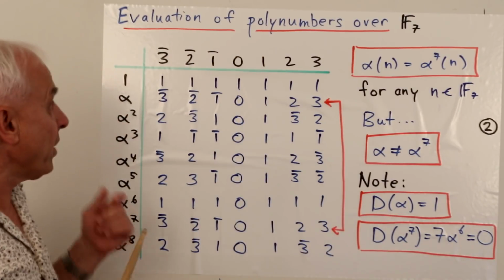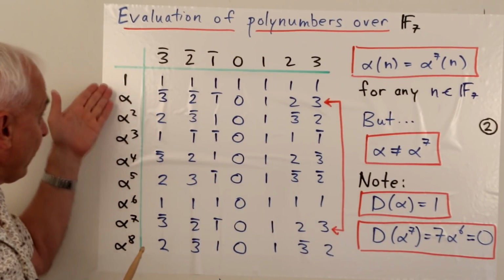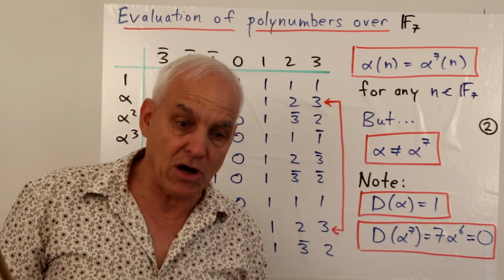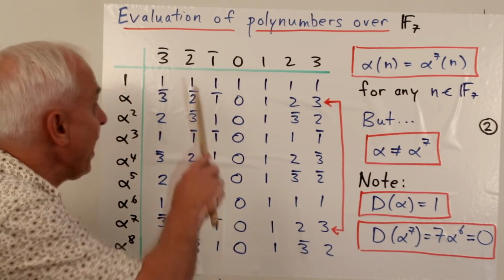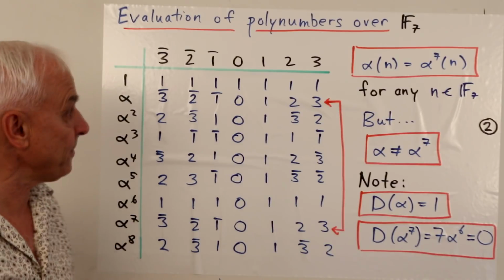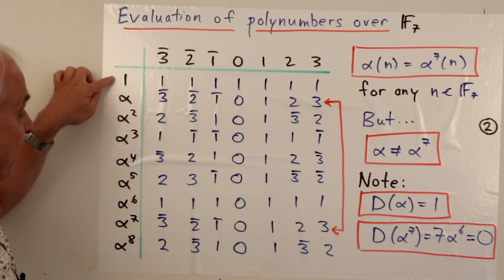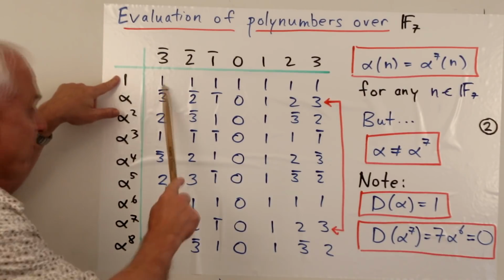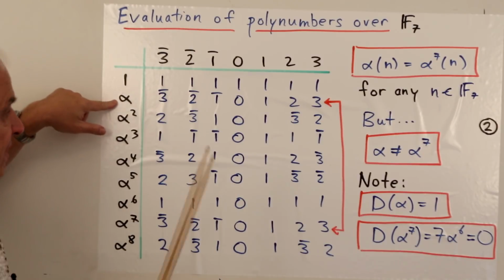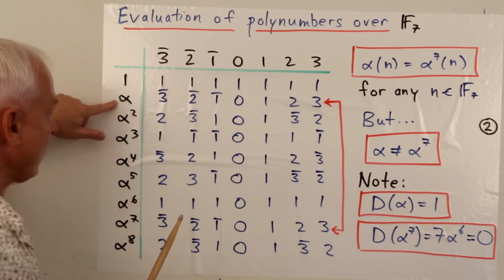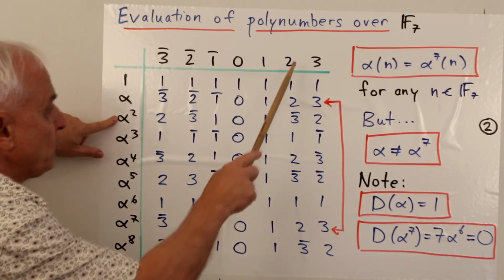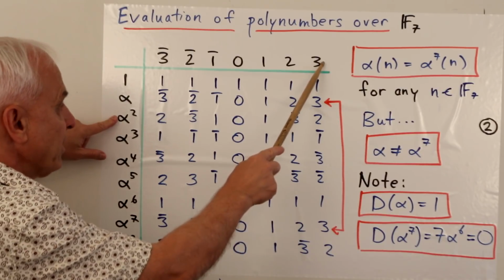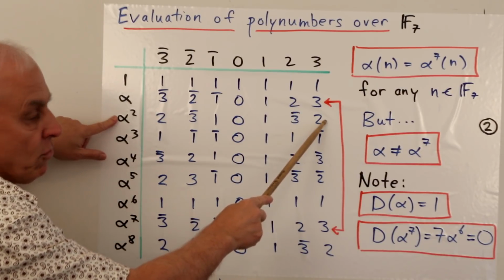So here are the polynumbers, 1, alpha, alpha squared up to alpha to the 8, and we're going to just look at what their values are. So we're going to evaluate these things on the elements of our finite field F7. Okay, so there are the elements, and here are the evaluations of these polynumbers on these elements. 1 just evaluates to 1. Alpha is just like the identity, so you just get the input back. And then here's alpha squared. So 2 squared is 4, but 4 is the same as -3, so we write 3 bar. 3 squared is 9, but 9 is the same as 2 mod 7.